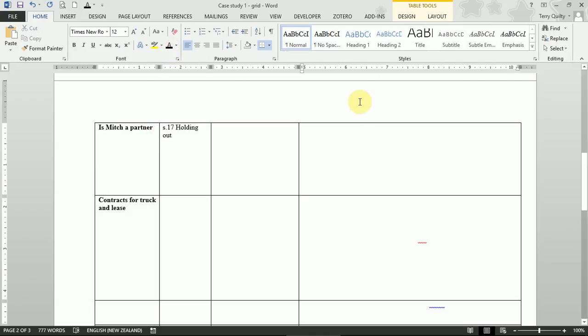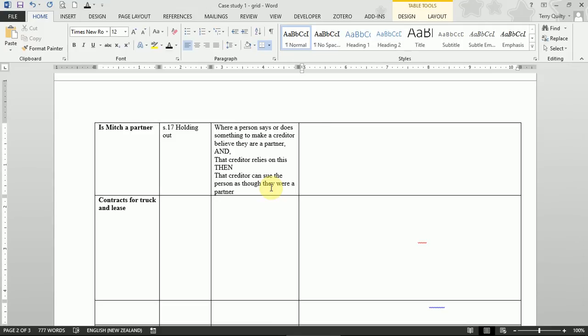Now, since he's not a partner but has been suggested to be one, either by his own actions or someone else's, we can start to look at Section 17 holding out. And again, if you've got problems with Section 17, go back to the recap and notes on Section 17. But as a brief explanation of it, where a person says or does anything to make a creditor believe they're a partner, and that creditor relies on this, then the creditor can sue the person as though they were a partner. So we're looking for facts where Mitch has caused or allowed the creditor to believe that he's a partner.